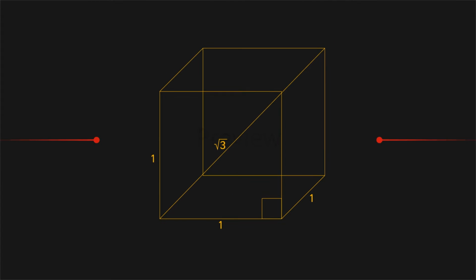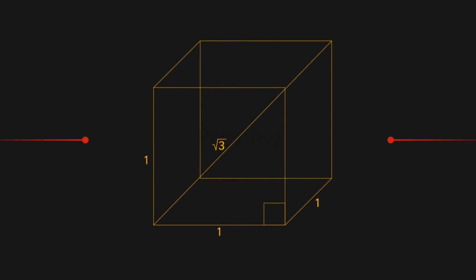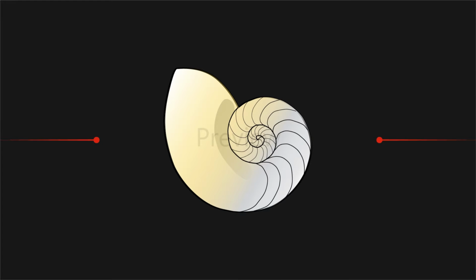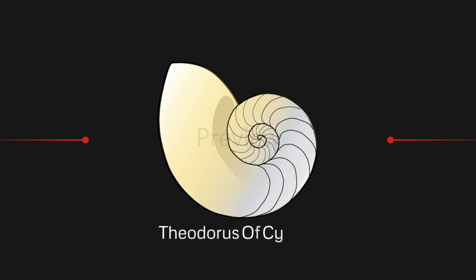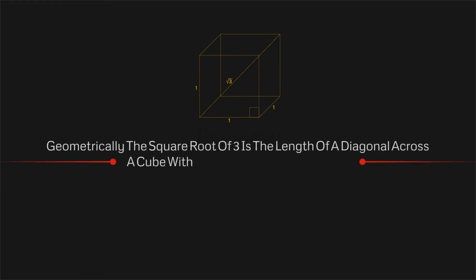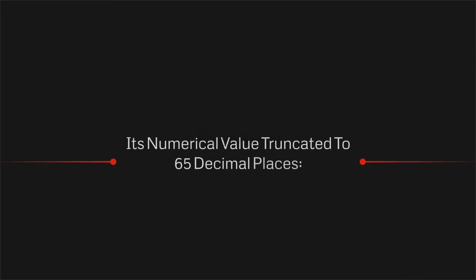The square root of 3 is the positive real number that, when multiplied by itself, gives the number 3. It is also known as Theodorus constant, which was named after Theodorus of Cyrene. Geometrically, the square root of 3 is the length of a diagonal across a cube with sides of 1 unit of length. This also follows from the Pythagorean theorem. Its numerical value truncated to 65 decimal places.